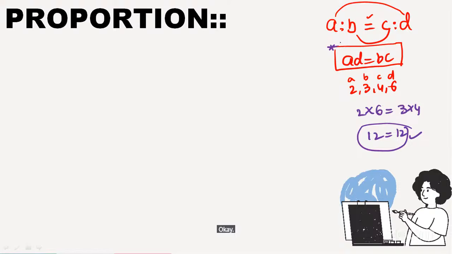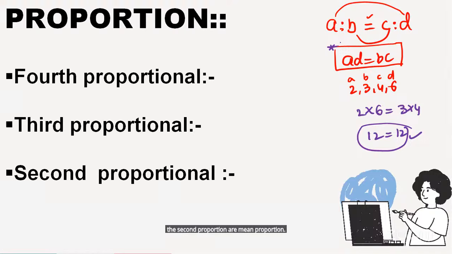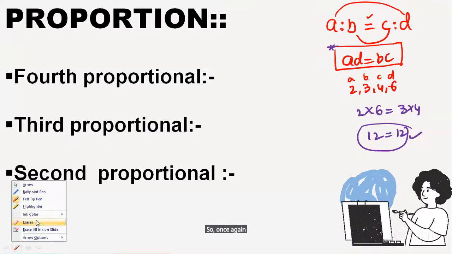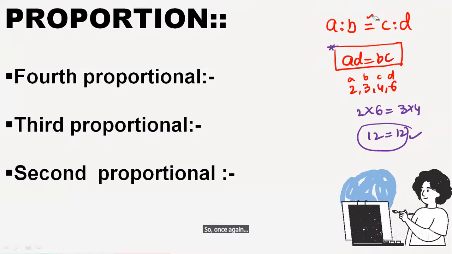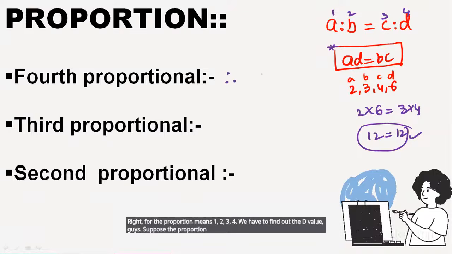In proportion, again 3 points are there: fourth proportion, third proportion, and mean proportion. These 3 points are very, very important, and 3 formulas, guys. Fourth proportion: look at the screen. Fourth proportion means 1 2 3 4. We have to find out the D value, guys.